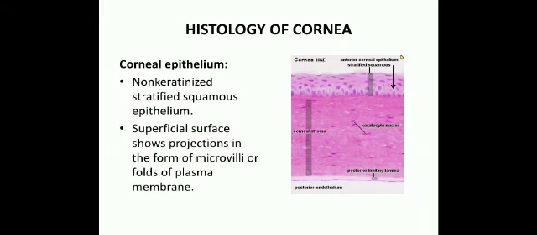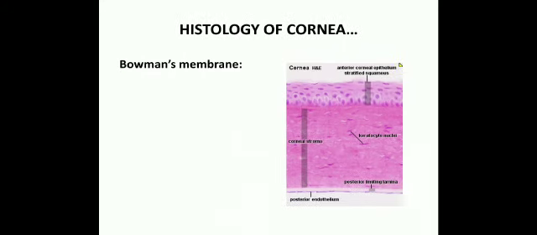With the electron microscope we can see that the superficial surface of the epithelium shows some projections, either in the form of microvilli or folds of plasma membrane. These folds play an important role in retaining the film of fluid over the surface of the cornea. So, the corneal epithelium regenerates rapidly after damage.